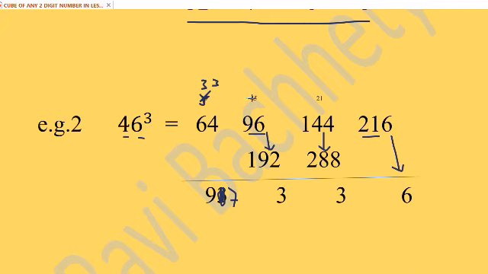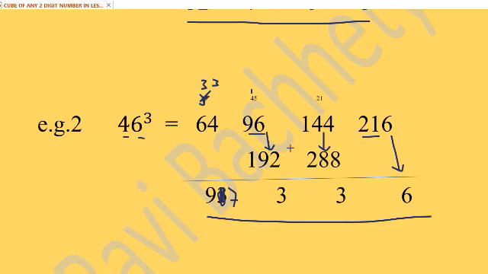Okay. Now adding this up, 6 plus 2 is 8, 8 plus 5 is 13, 3 here, 1 carried, 1 plus 4 is 5, 5 plus 9 is 14, 14 plus 19 is 33. So 33 taken here. Now 33 plus 64 is 97. So the final answer is 97336. So this seems to be a bit lengthy process, but the only lengthy part is adding these things up.